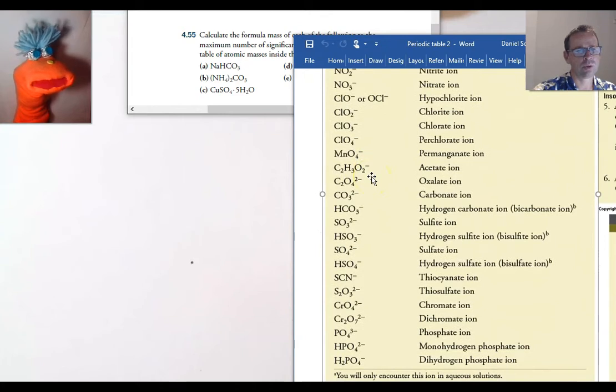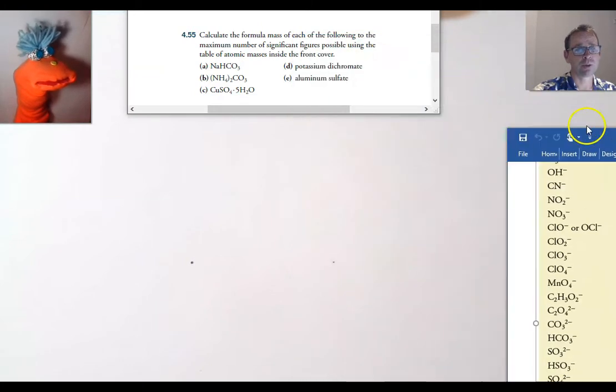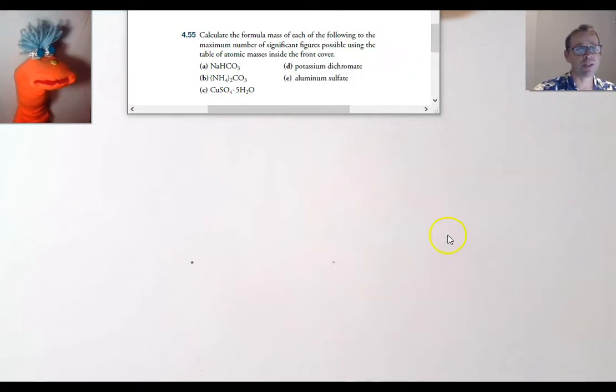HCO3. Oh, there it is. Hydrogen carbonate ion? Yeah, and I think it's probably preferable to call it the bicarbonate ion. Okay, bicarbonate. So sodium bicarbonate? Yes, sodium bicarbonate. That's baking soda.